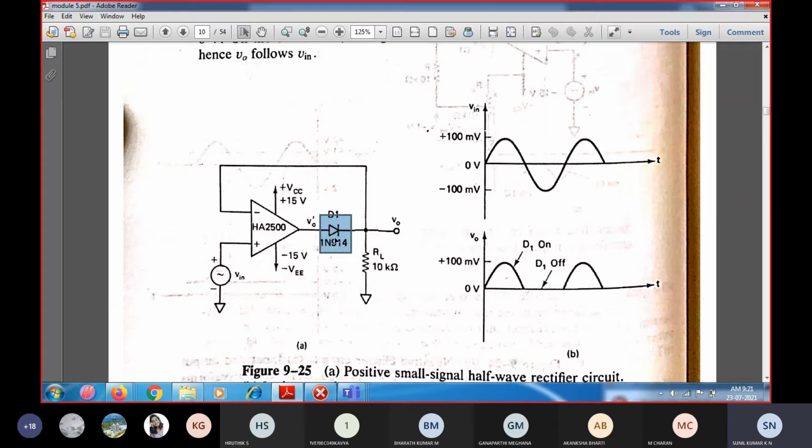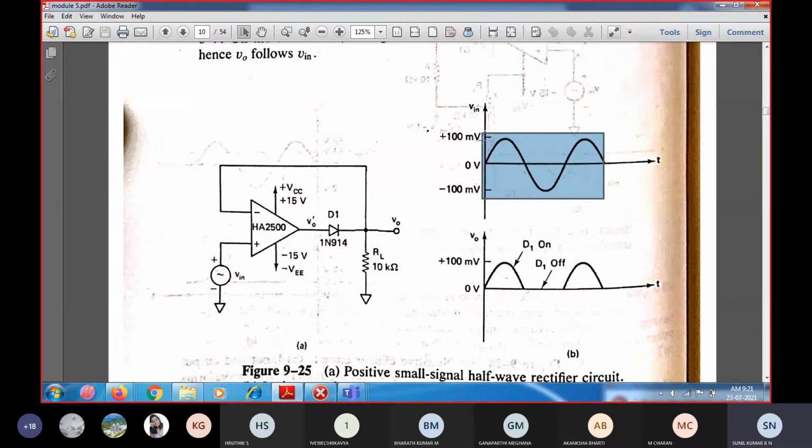Since only one diode has been connected over here, whenever the positive output of the op amp arrives, only then the diode is going to allow it. That means it is going to act as a closed switch only when the output of the op amp is positive. During the positive half of the cycle, we have considered a 200 millivolts peak to peak signal as the input sinusoidal signal.